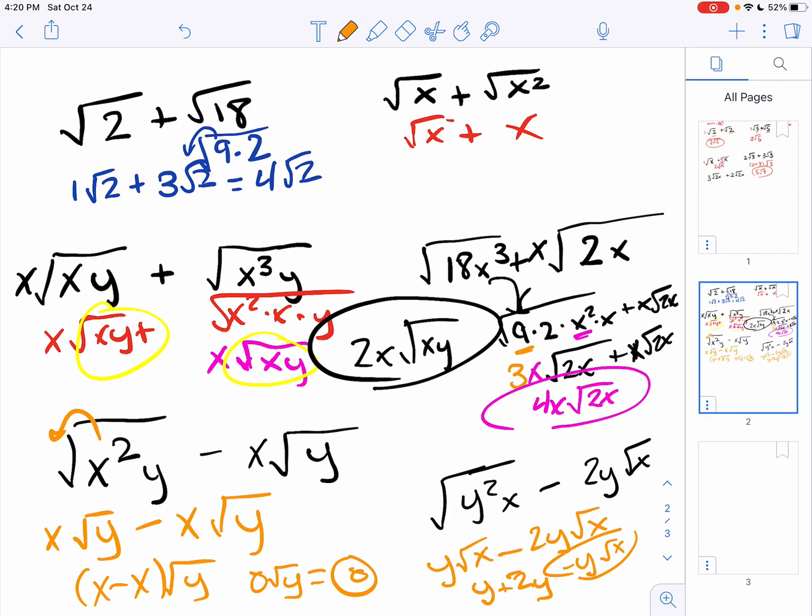And that's it. So just the moral of the story is we have to make sure that what's inside the radical is the same. And if they are both the same, we can add them together. Sometimes you might get a situation where you have 3 different radicals, 4 different radicals, but you always have to make sure that everything inside the radicals is the same. And then you can add them together or subtract them.